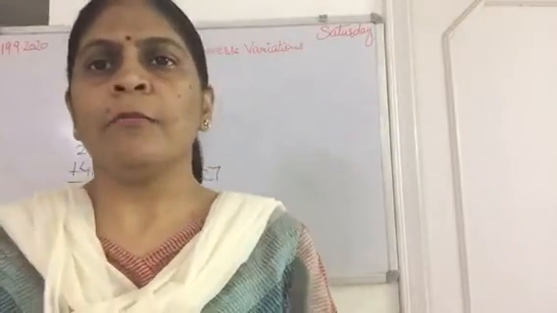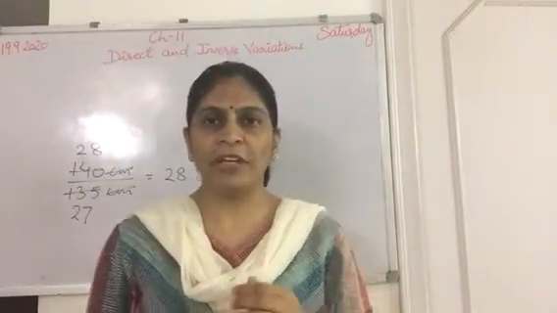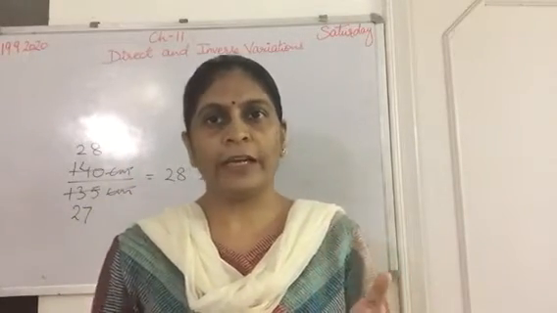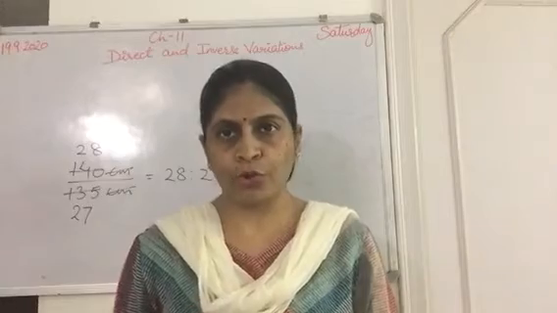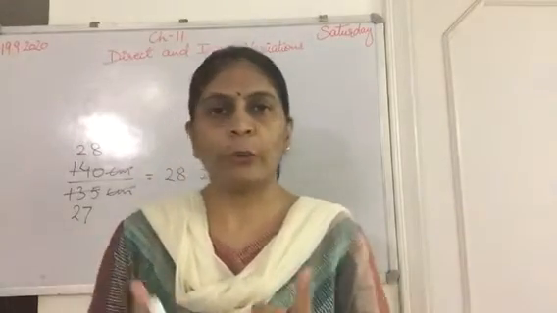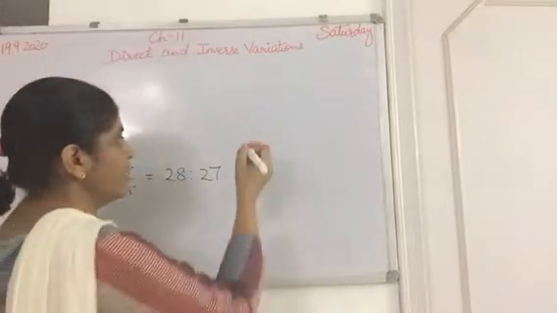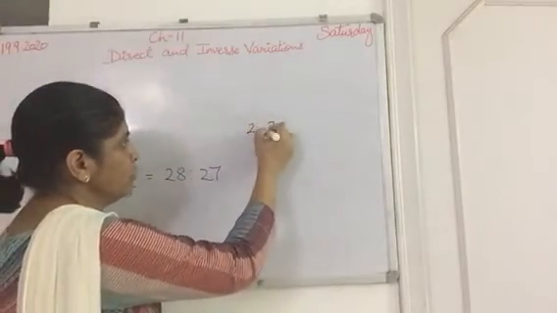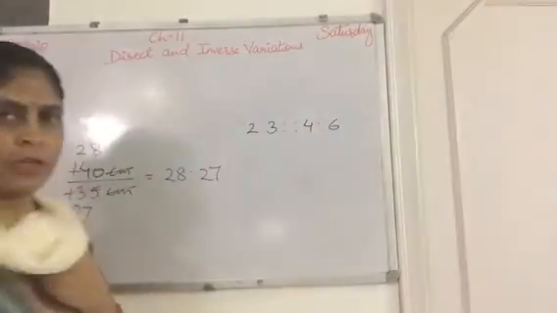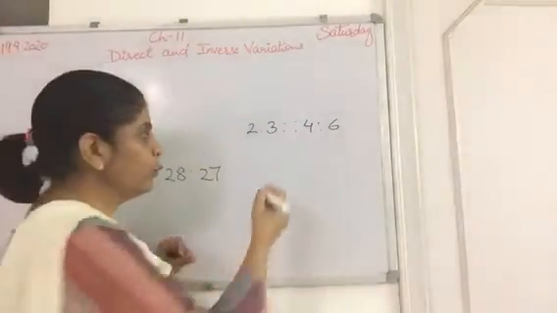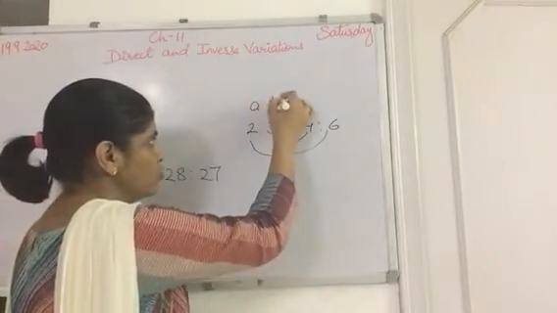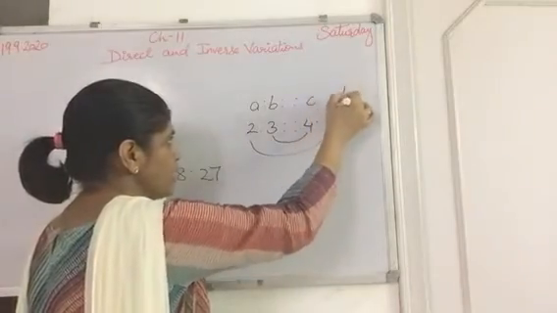Now what is proportion? Proportion means when two ratios are equivalent, we say they are in proportion. For example, if we say 2 is to 3 such that 4 is to 6. So how to check it? What we do is use the formula AD equal to BC. This is in the form of A is to B such that C is to D.